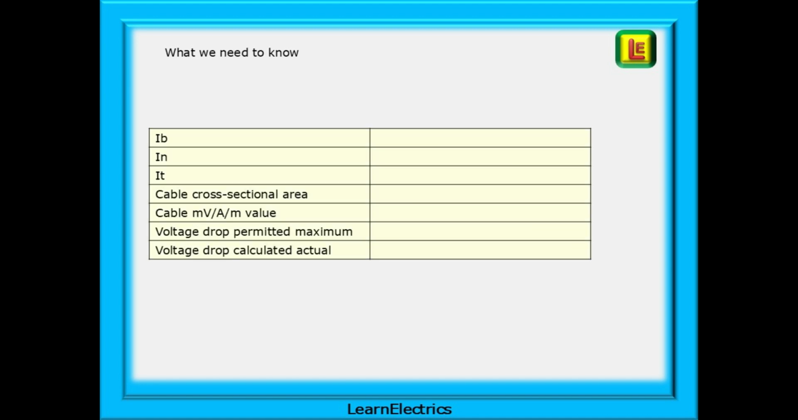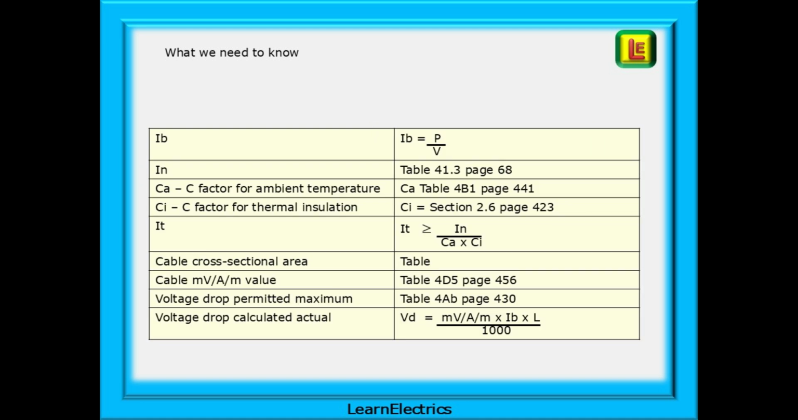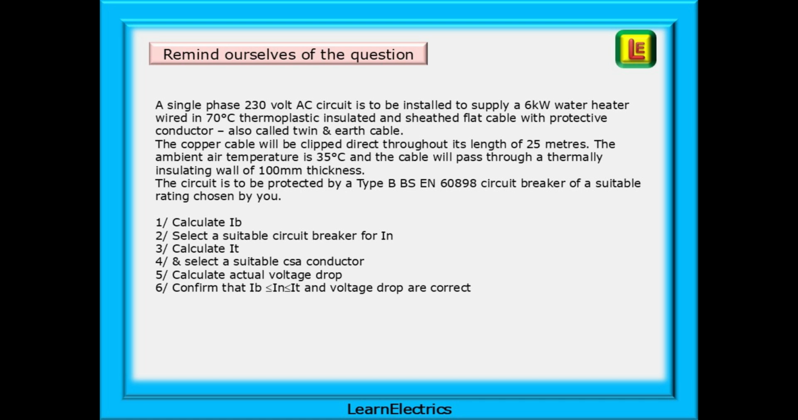And a list of what we need to know can help too. It will help to identify what you know and what else you need to know. I've included the formulas here, the tables and page numbers that we need, and now we can start to find some answers. A quick reminder of the question, and then let's get into it.